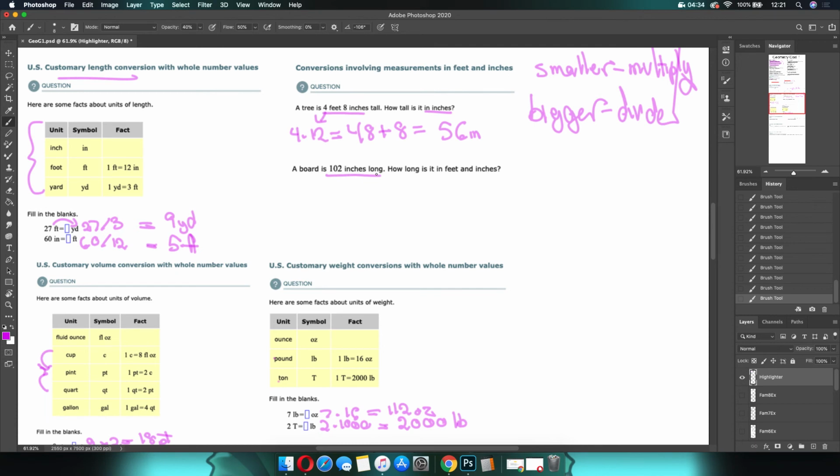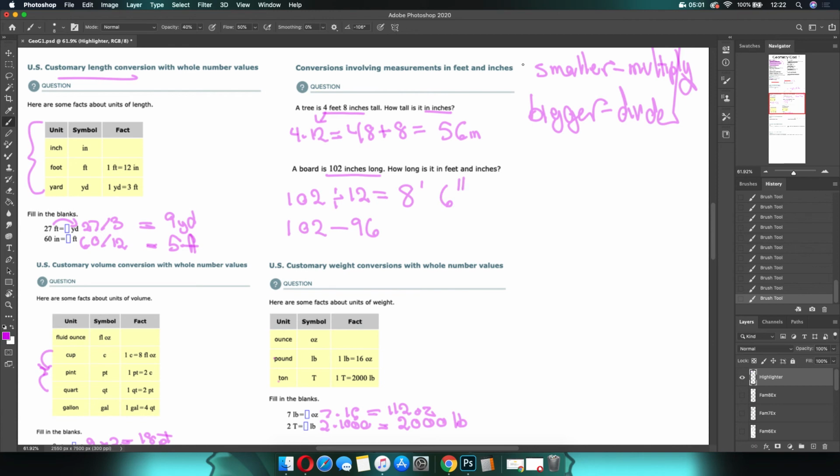Over here, I'm going from inches to feet. That's a little bit different. I'm doing my division. So 102 divided by 12. That does not divide evenly, okay? What we're going to get is going to be 8 point something. So what we're going to do is 102 minus, what was 12 times 8? 96. What's 102 minus 96? It's going to be 6 inches.